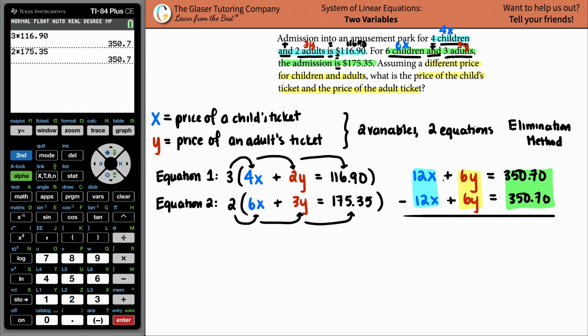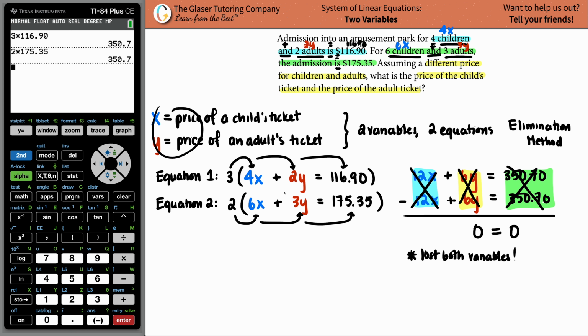But when I do that, 12x minus 12x is a big fat 0, so those go bye-bye. 6y minus a 6y, that's a big fat 0. There's nothing on this side of the equal sign anymore. 0. You lost your variables. So lost both variables. But now, on this side, 350.70 and 350.70, that goes bye-bye as well. So 0 minus 0. What does this even mean, right?